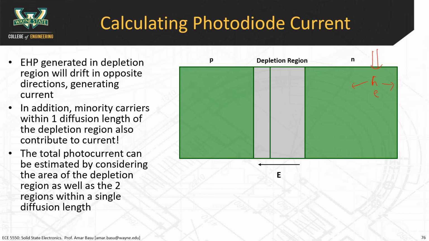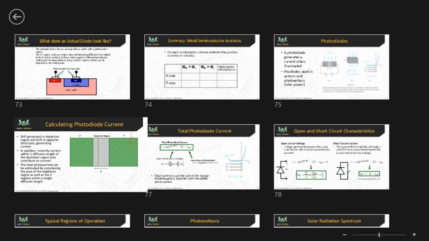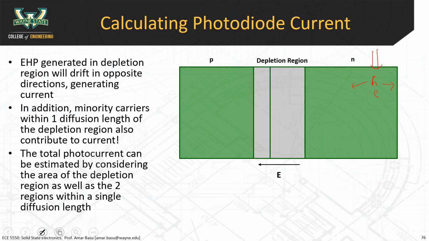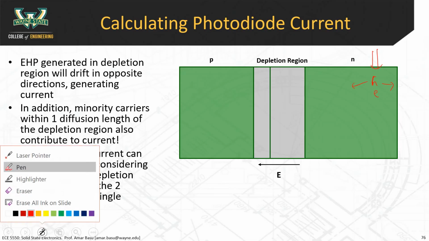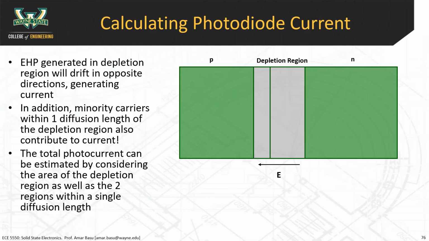The key thing is that if you generate an electron hole pair in the depletion region, then the electrons and holes go in opposite directions, and that's really the magic of a solar cell. The hole goes in this direction, the same direction as the electric field, and the electron goes in the opposite direction.